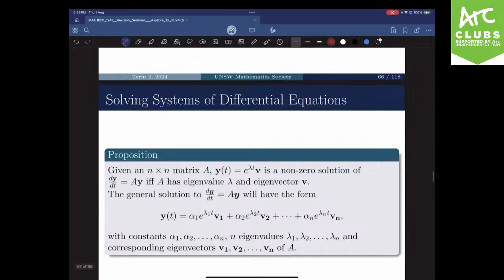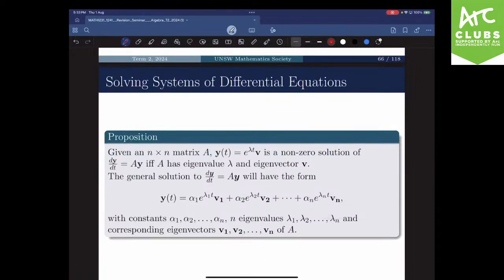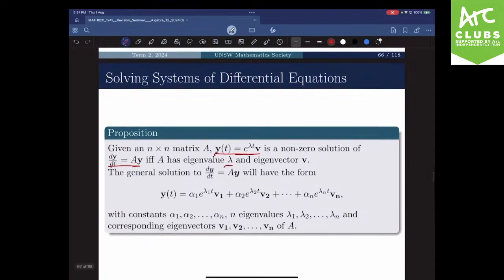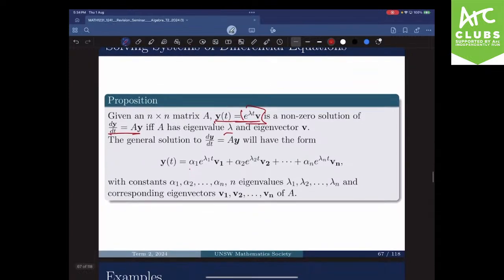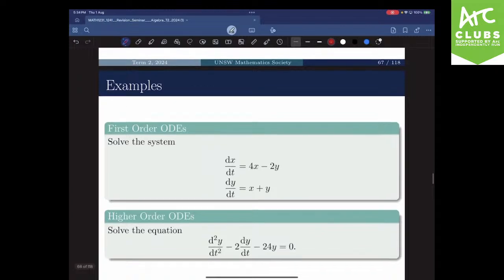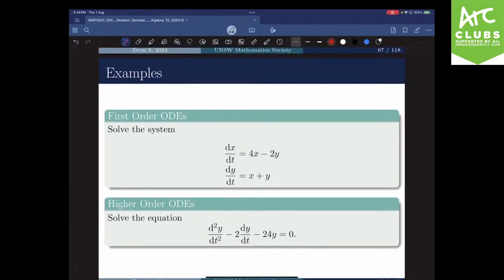Okay, just one last thing. One more thing we can use these eigenvectors for is solutions of differential equations. We basically get that this is a non-zero solution of this if and only if A has the eigenvalue lambda. And the general solution will just be a linear combination of these things. That's basically it. For the final examples, we solve this system of equations here, and we'll solve this equation here.